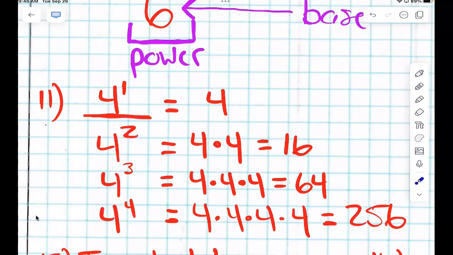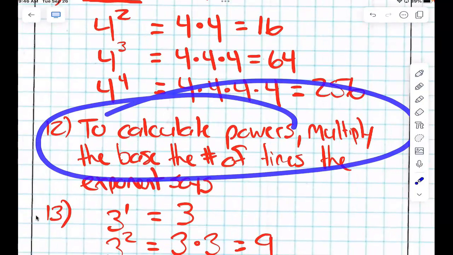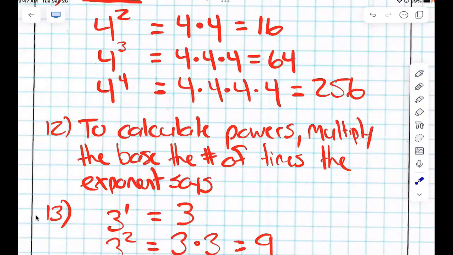That exponent tells me how many times to multiply the base, right? Yes. So an exponent of 2 says we multiply the base 2 times. So do we just go 4 times 4 then? Yes. If you have an exponent of 4, how many times would I multiply the base? 4 times. So 4 times 4 times 4 times 4? Yes? So to calculate powers, you just multiply the base the number of times the exponent says, yes? Yes.